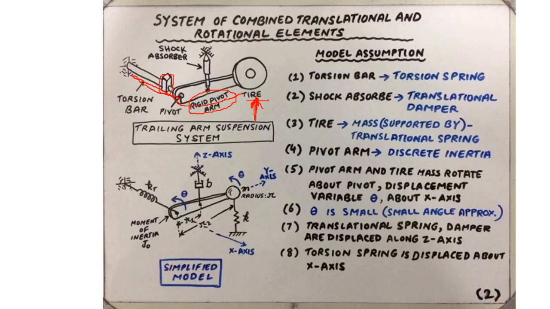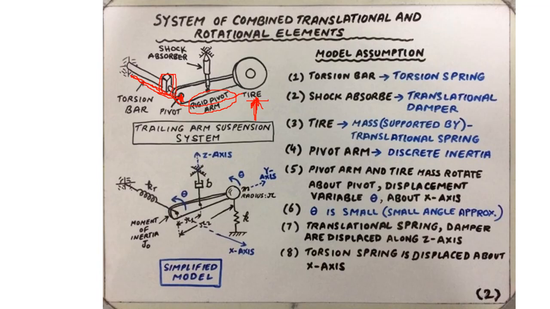The bearing is here because this particular point on the rigid pivot arm is shown here as the pivot, so this is not going to move. However, this torsion bar, which we shall later model as a torsion spring, is going to rotate. Therefore, it is going to come in contact with this pivot which is stationary. Therefore, we need to add a bearing.